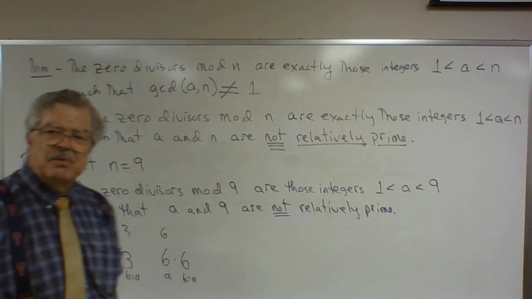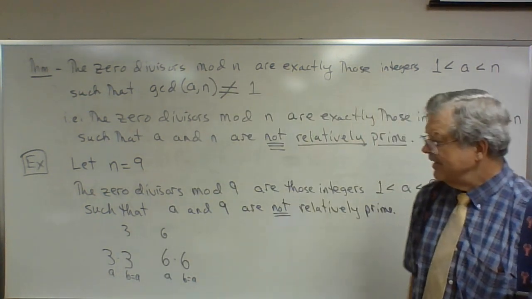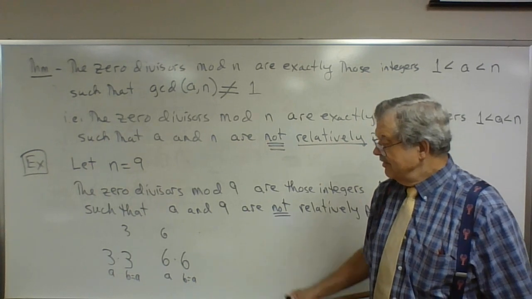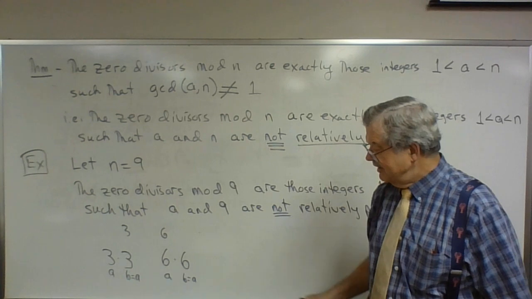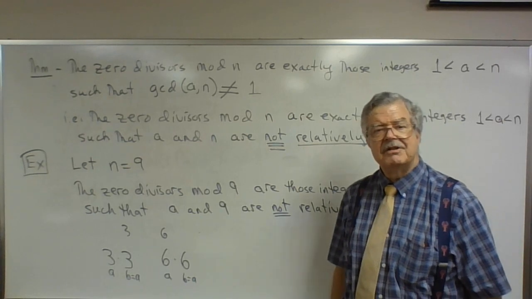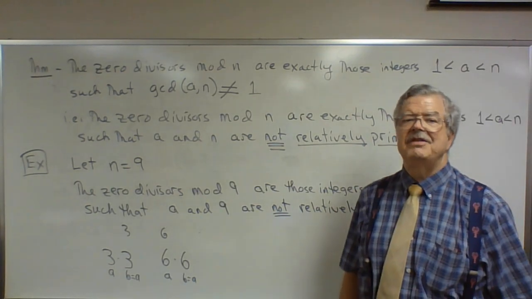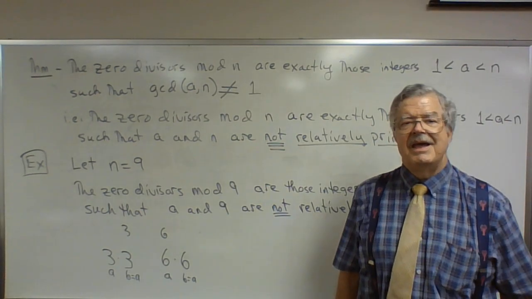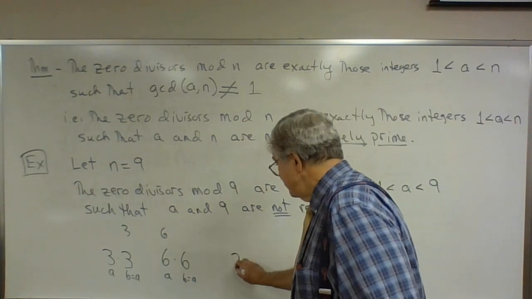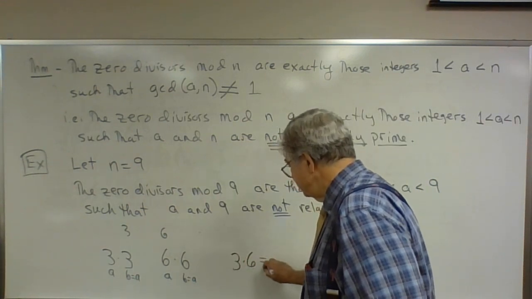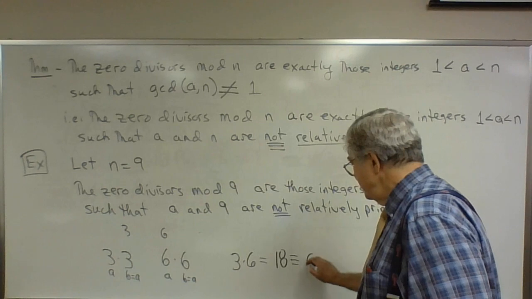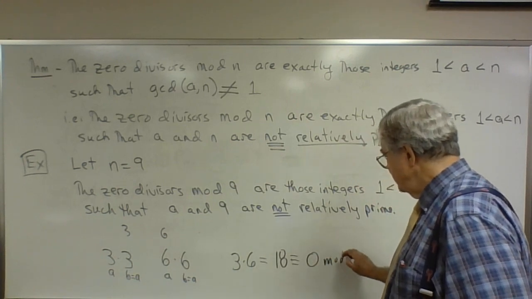Now, is there anything else that we could do with these two zero divisors? They are their own complements as far as zero divisor pairs. 3 is its own complement as a zero divisor. 6 is its own complement as a zero divisor. Interestingly enough, in this case, they don't have to be their own divisor. And you probably see this already. Observe that 3 times 6 is 18, and that's congruent to 0 mod 9.